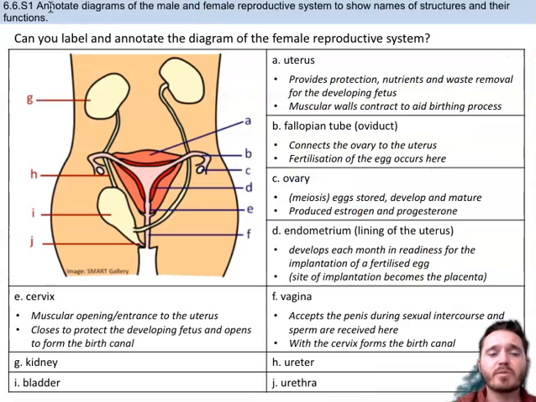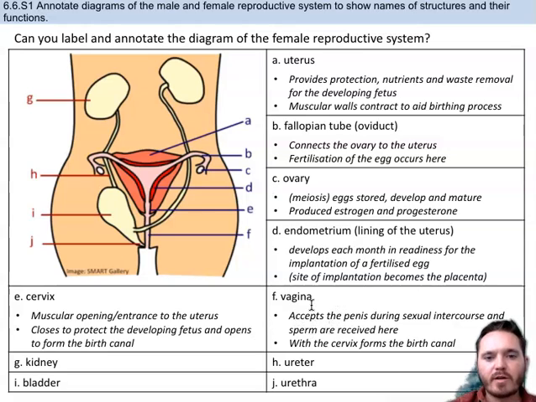For this statement, you're supposed to be able to annotate diagrams of the male and female reproductive system to show the names and structures and their functions. Okay, so all of these labels in red, G, H, I, and J, don't worry about those. That's actually part of the urinary tract system in females. But we're going to focus on the sexual reproductive organs.